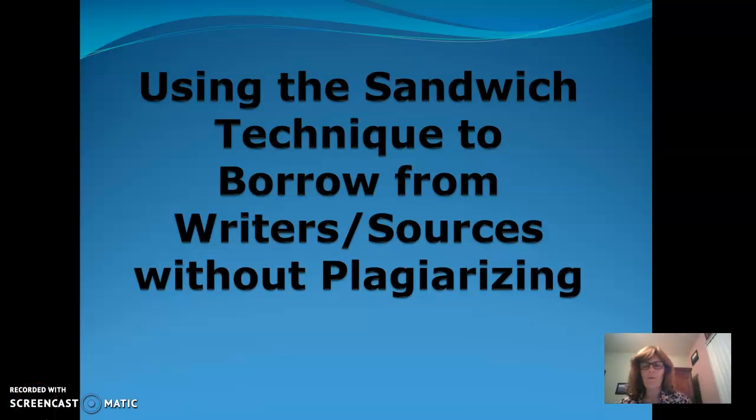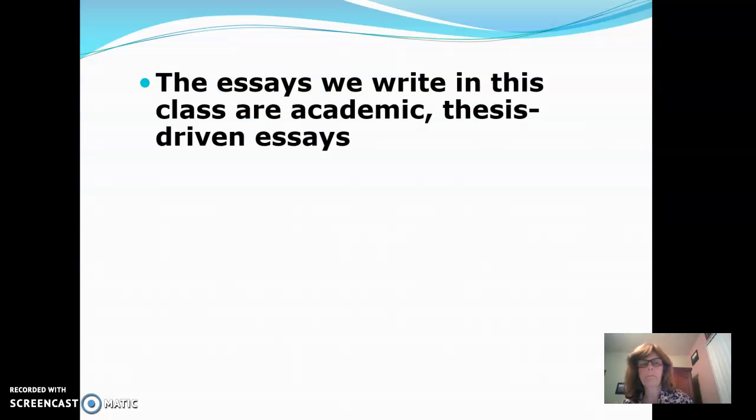Hi, so today we're going to review the sandwich technique, and this is a way to integrate quotes or paraphrased ideas into your writing without plagiarizing. So this is called using the sandwich technique to borrow from writers or sources without plagiarizing.